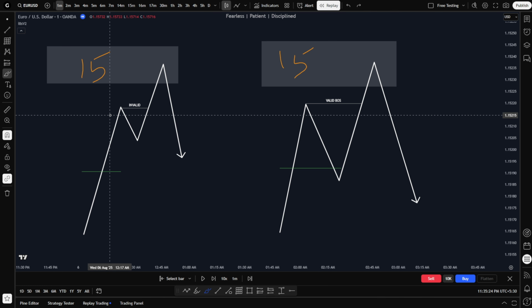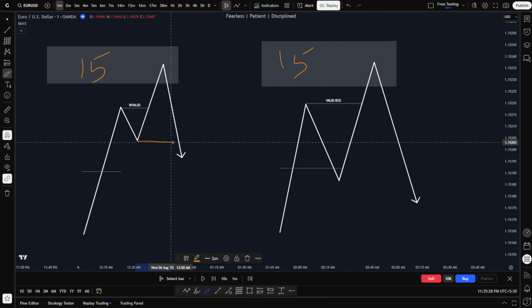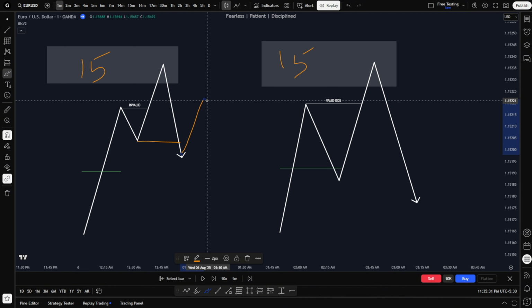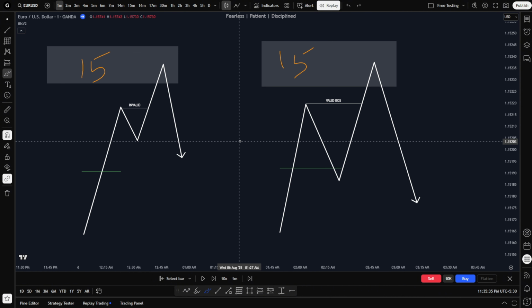Just don't take this completely small insignificant structure, and once the market breaks this, if you take a sell, then that's on you, right? You'll get tens and tens of stop losses. So I'll show you guys a market example.